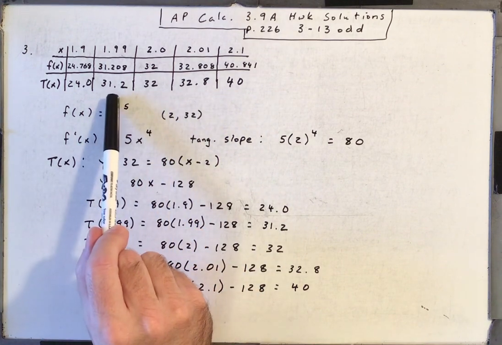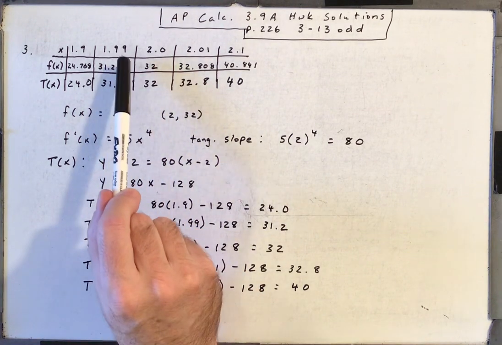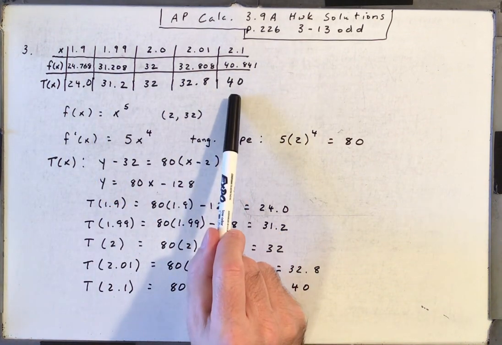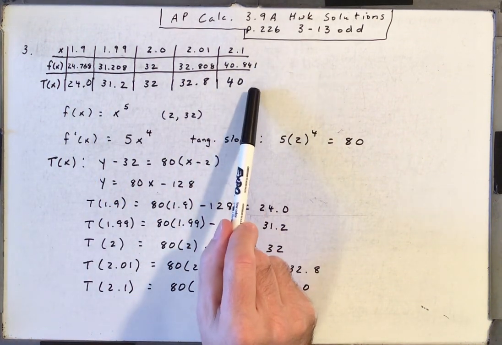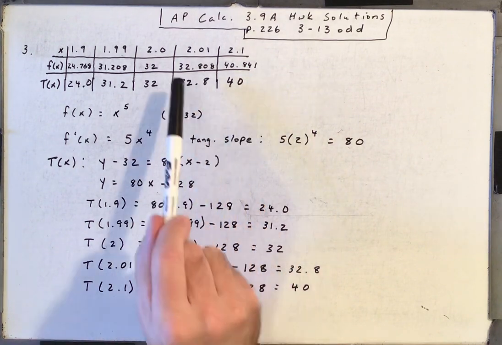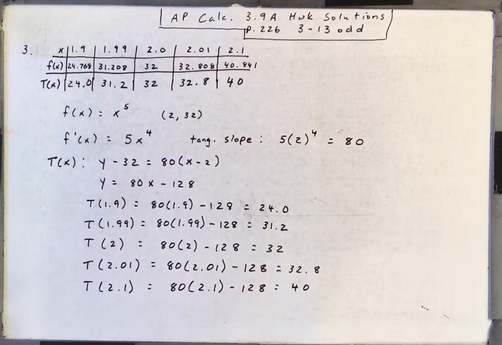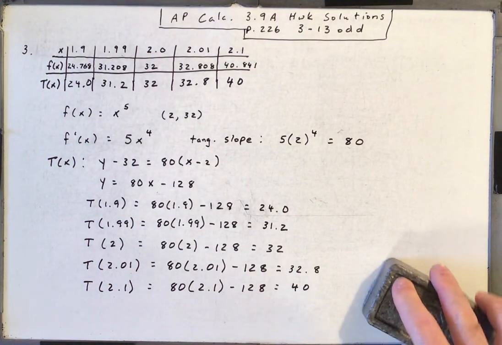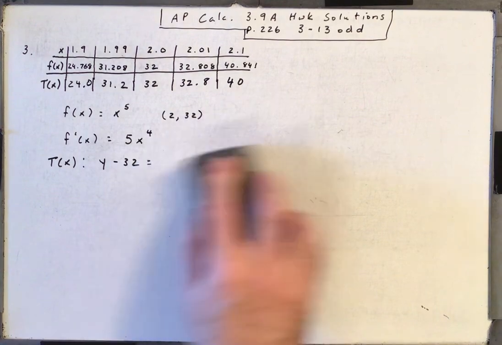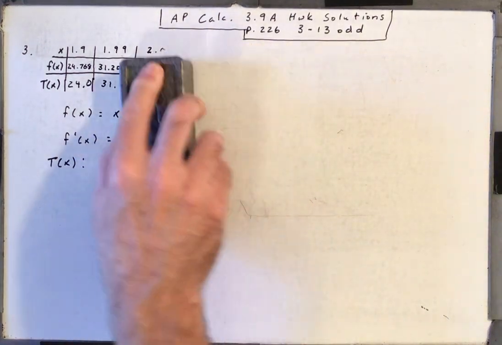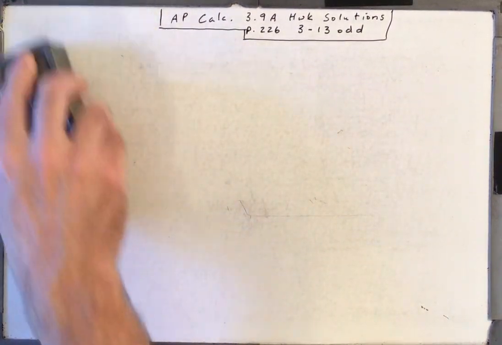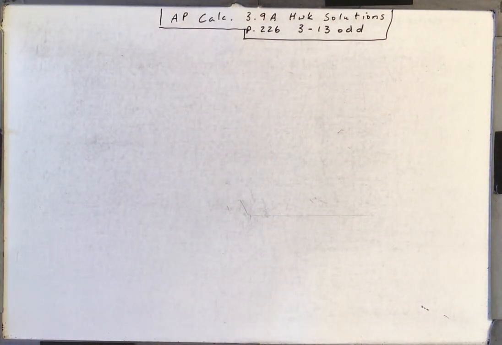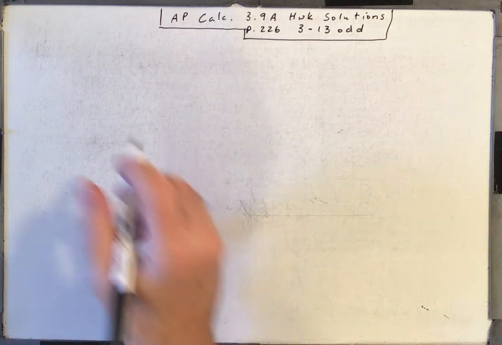And the same thing here, we're really close, 31.2 versus 31.208. But as you get a little further away, a tenth away, now we have a difference of 0.8, so our error increases as we get further away from 2. So that is the point of these problems, that the tangent line emulates the curve close to the point of tangency. All right, and let's go ahead and do number 5.